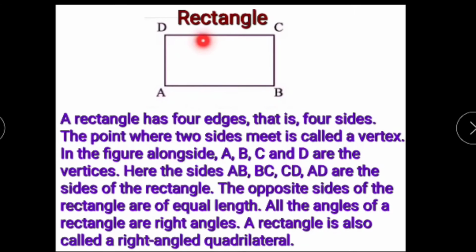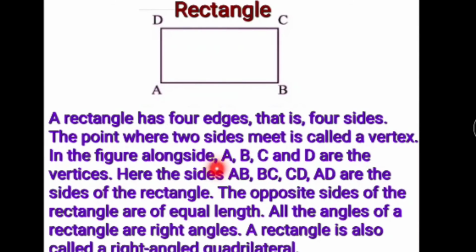Let's see another shape, rectangle. A rectangle has 4 edges, that is 4 sides. The point where 2 sides meet is called vertex. Okay, 2 sides meets on that point, we call it vertex. Now here A, B, C, D are the vertices. Here the sides AB, BC, CD and AD are the sides of the rectangle.